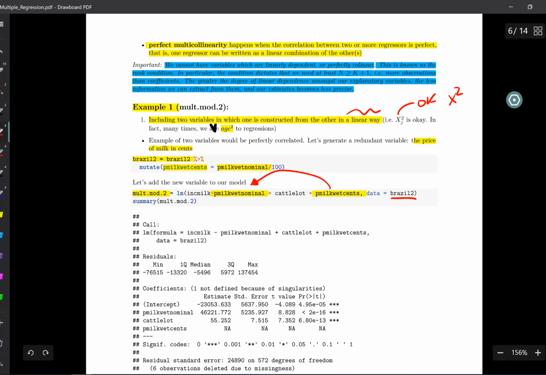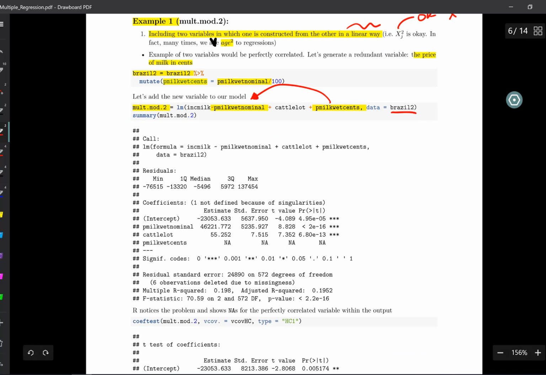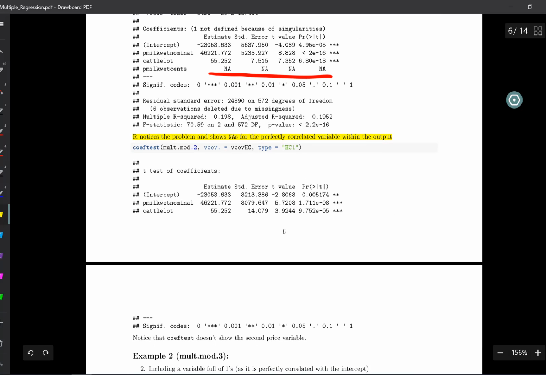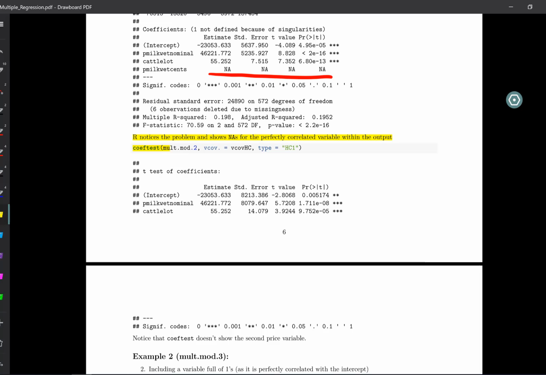I still use Brazil 2. And then I look at the summary, and the first thing you should notice is that we have NAs for the new price variable. So R knows that they're perfectly collinear, and as a result, because of the perfect multicollinearity, it removes that variable. So R notices the problem and shows NAs for the perfectly correlated variable within the output, so it will never include both price of milk in reais and price of milk in cents. We can look at the coeftest and you see that that new price is not part of the output.